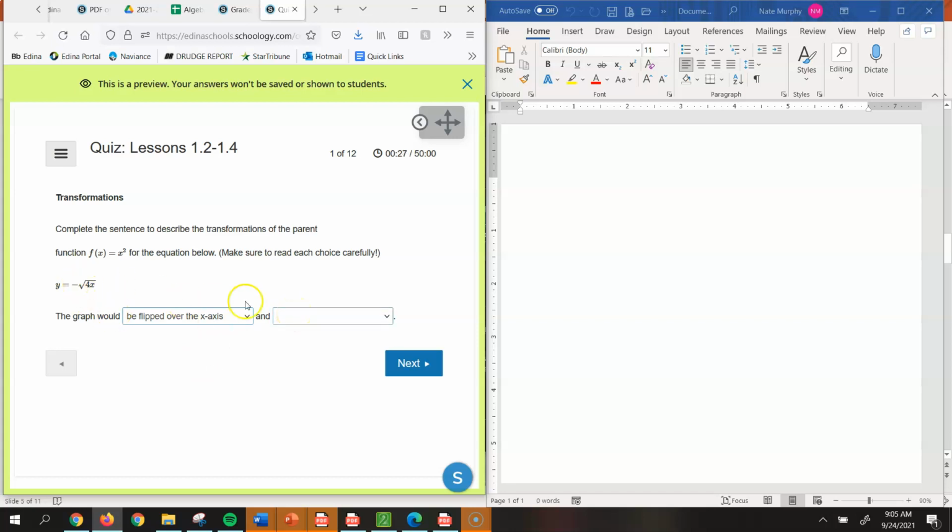And inside the parent function, we have 4 times x. And so if it's inside, it's going to affect the graph horizontally. Remember, that also means that we have to do something with that 4 instead of just leaving it. So in this case, we would take the reciprocal of 4, and we get 1/4. And since 1/4 is between 0 and 1, that means it's a shrink. And again, it's happening inside the parent function, so it's affecting the graph horizontally.